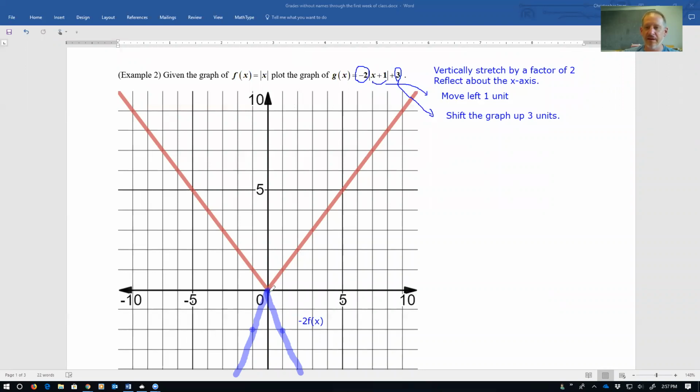This moves to the left 1 and up 1, 2, 3. And then we can just sort of fill in the details from there. Our graph should look something like this. Our green graph will be the final graph.